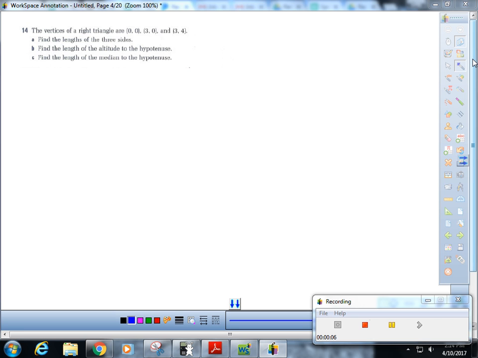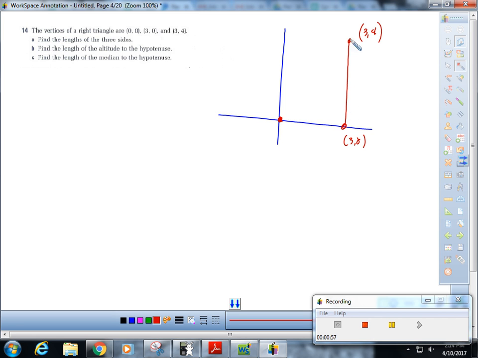So, this is a good question. Let's map it out. We got the origin, we got 3, 0, and we got 3, 4, and we know that it's a right triangle. We know that this is 3 and this is 4, so we may not even need this. But we know that that's 5. Okay? Find the length of the 3 sides.